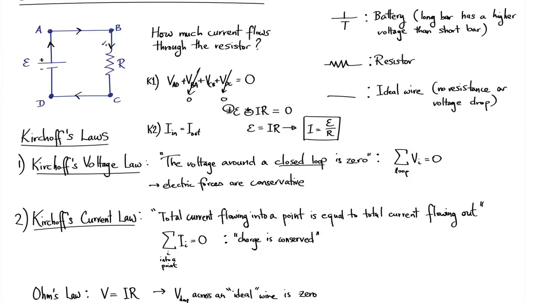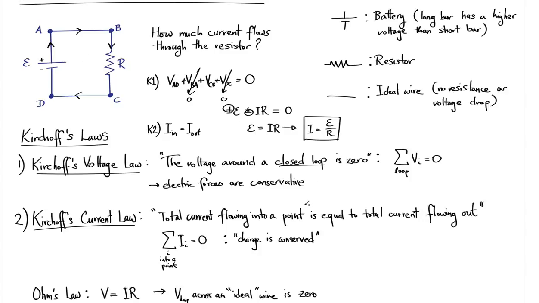And so if the current ends up being a negative value, then what that implies is that the direction you originally picked was not the actual direction. So what you can do when you're solving these circuits is you just define some direction for the current to flow, and you just solve for the current. If it's positive, that means the current is flowing in the direction you originally indicated. If it's negative, then it's flowing in the opposite direction to what you originally thought.